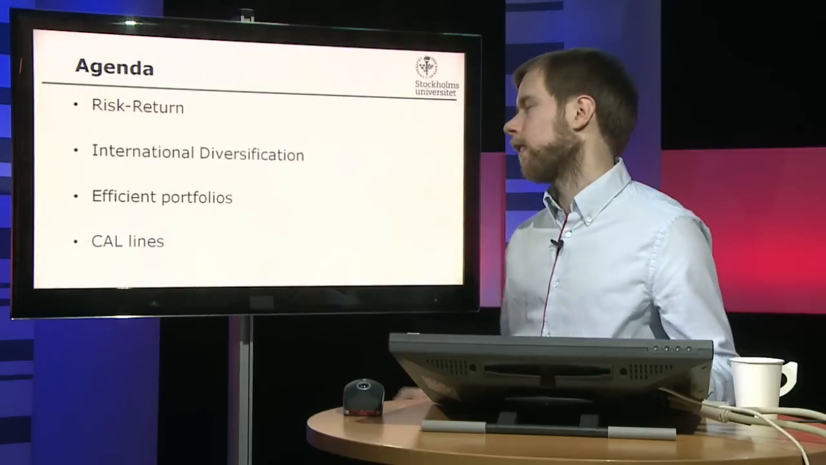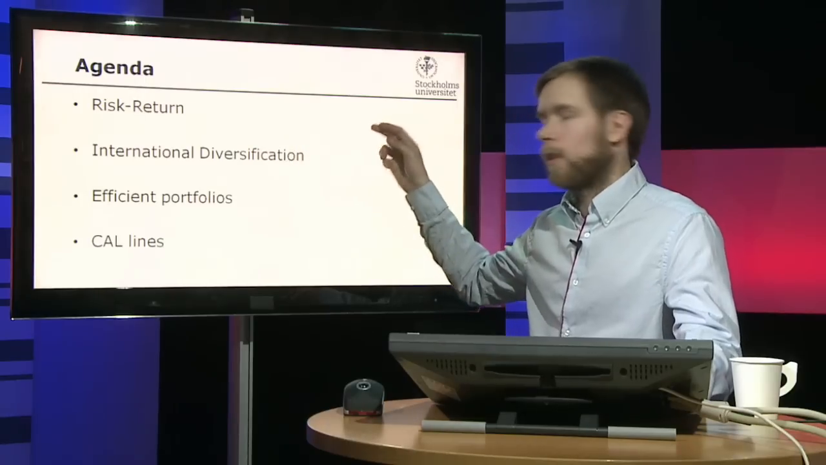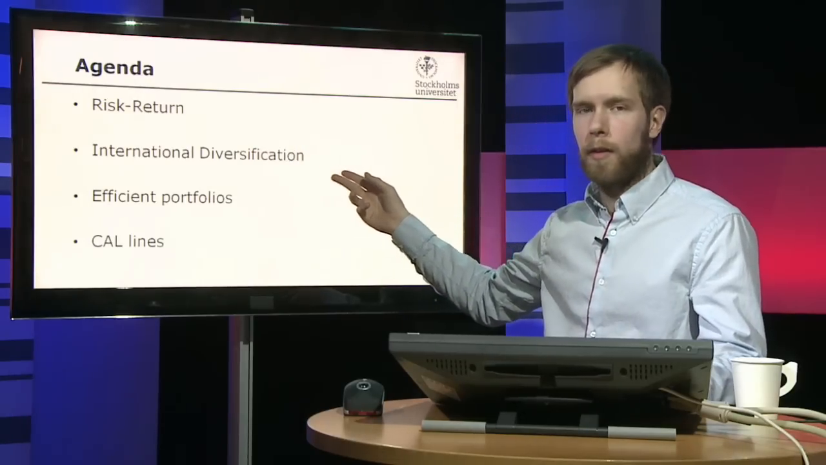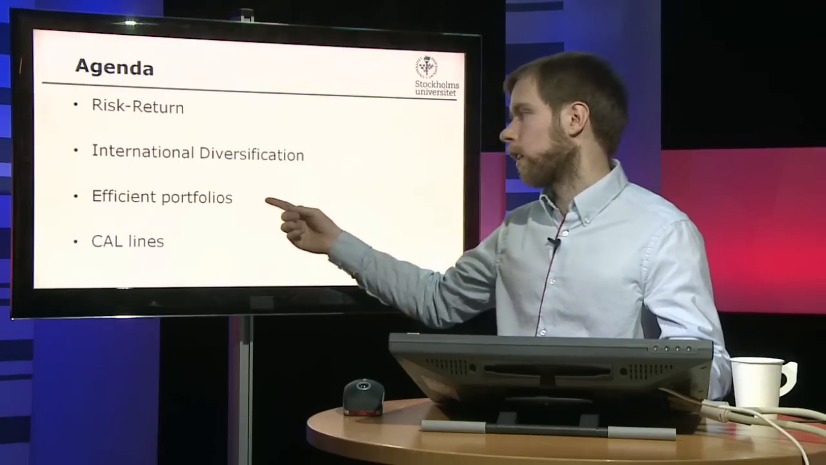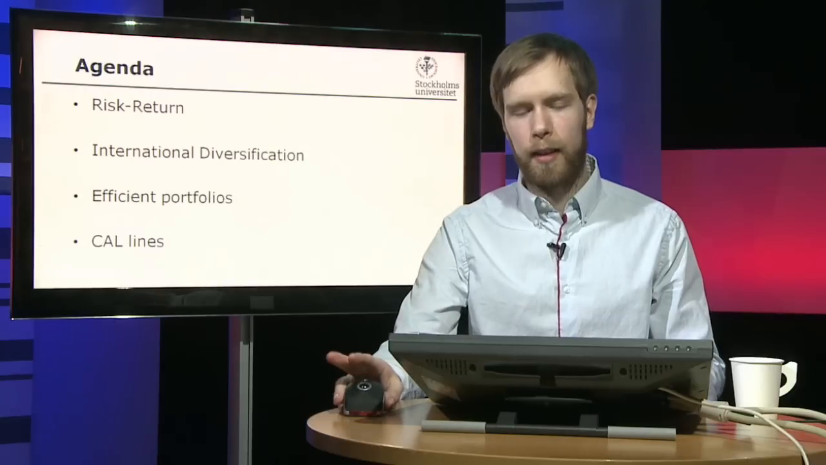So today's agenda is that we're going to look a little bit at the risk-return profile of Sweden, or at least some examples. We're going to look a little bit at international diversification. We're going to look at efficient portfolios and efficient frontier, and we end with looking a little bit at CAL lines, at capital allocation lines.